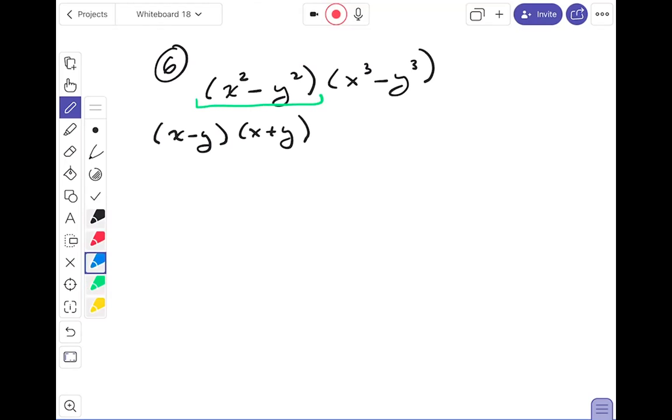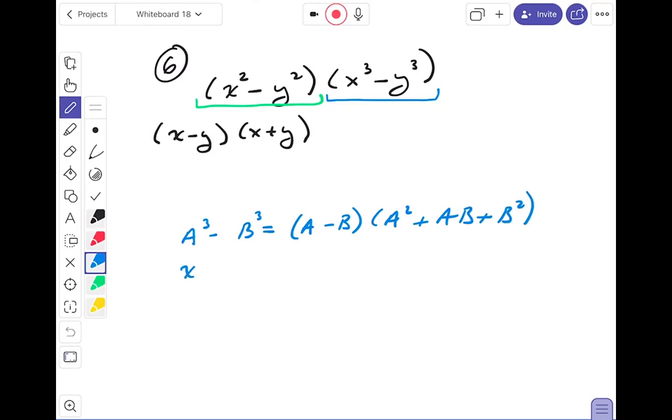Now, I want to be honest with you. For a lot of students, this is more difficult. But what I know is it's a difference of perfect cubes. Let me write this on the side for you. A cubed minus b cubed is going to be a minus b, a squared plus ab plus b squared.